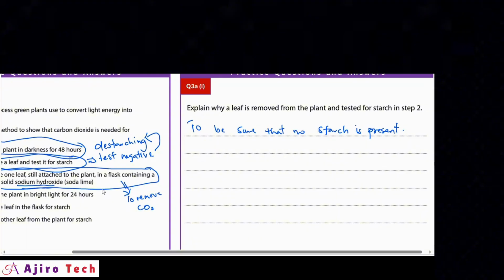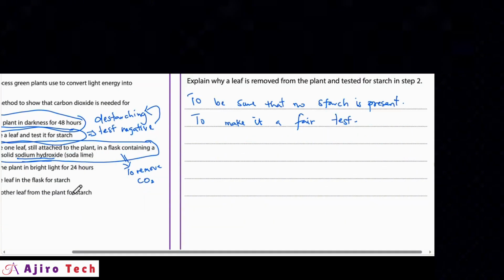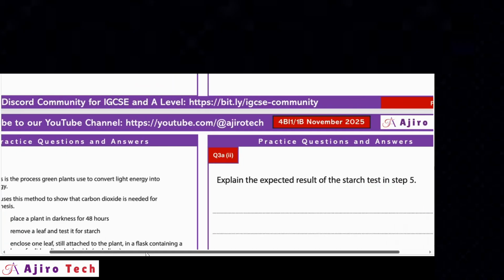So that is the reason why I carried out step 2. And we are also carrying it out to make it a fair test. Yes, we are carrying out that investigation to make it a fair test. So those are the reasons why we need to carry it out. So let's go to the next question.